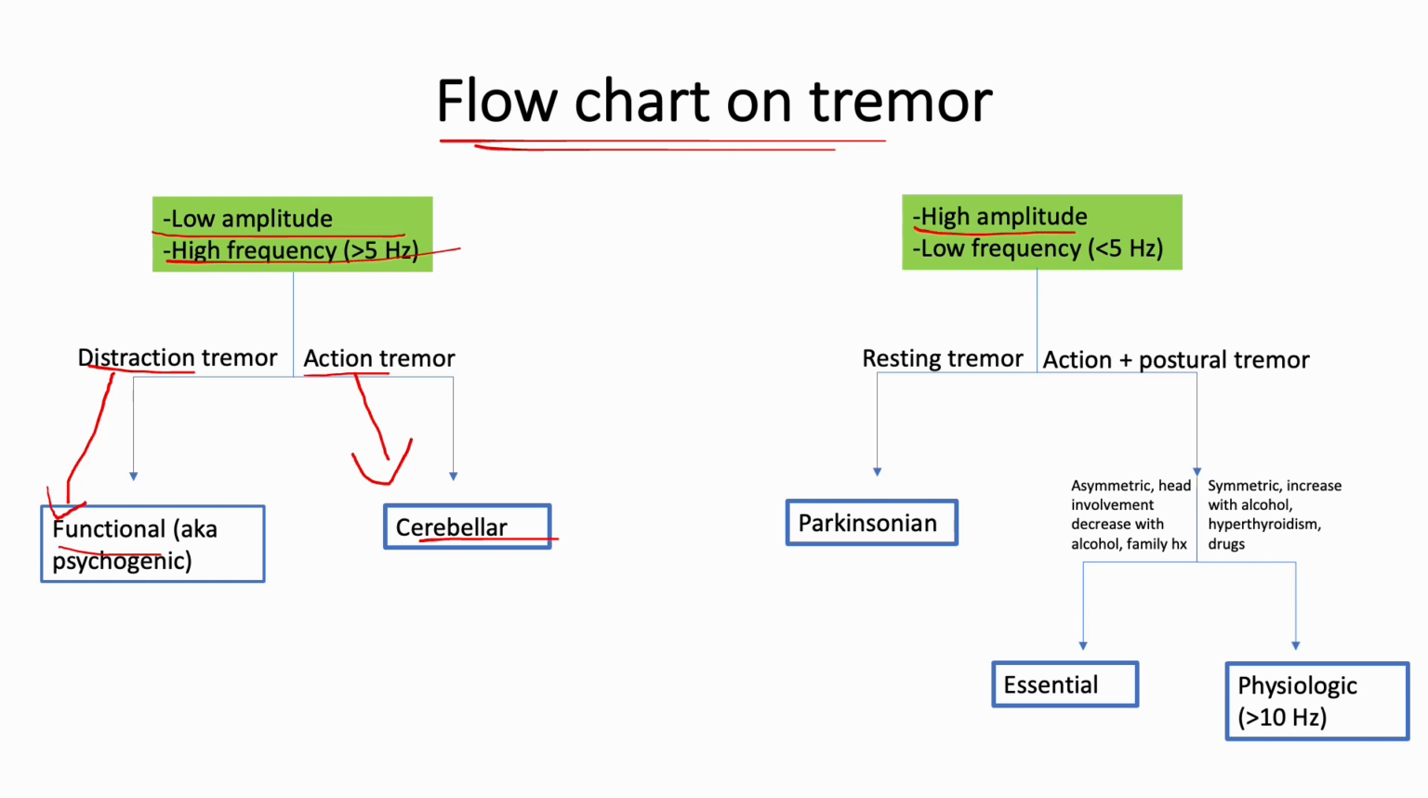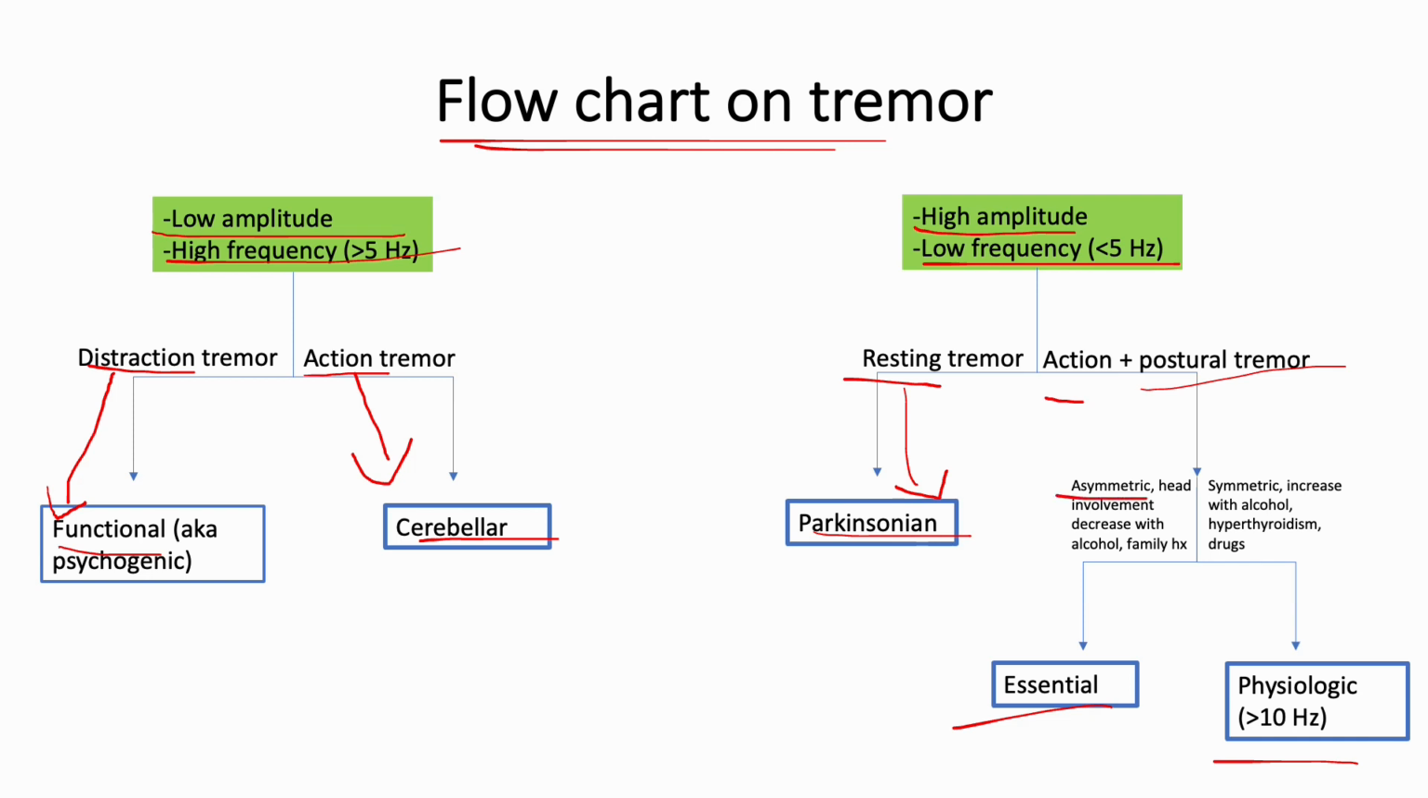If the tremor is high amplitude or low frequency, it can be a Parkinsonian tremor, essential or physiologic tremor. If the tremor starts at rest, it is 100% Parkinsonian. If the tremor is action tremor plus postural tremor, it can be essential or physiologic. To differentiate between these two, we have to keep in mind other features of the tremor.